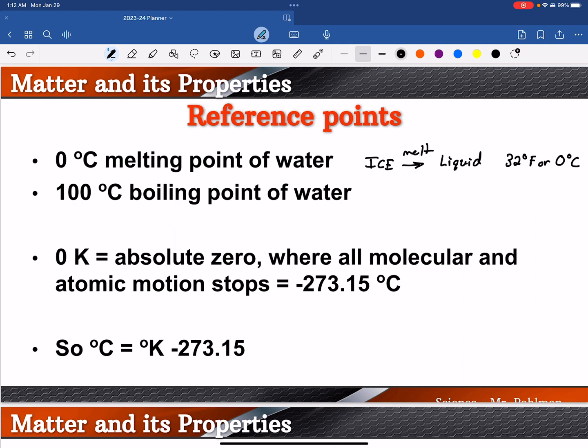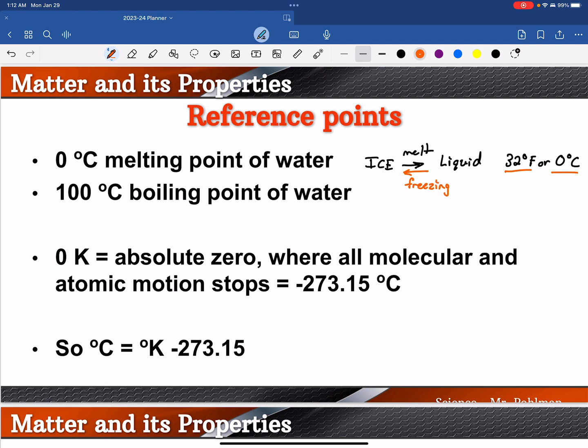Now, I'm not sure why people have difficulty understanding this. If ice begins to melt at 32 degrees Fahrenheit, at what temperature do we have it going from a liquid to an ice? Liquid to an ice is at 32 degrees Fahrenheit, 0 degrees Celsius, and that's what we would say is our freezing point.